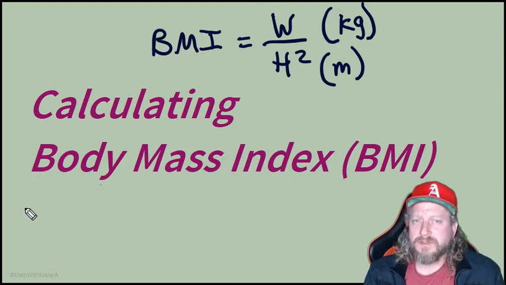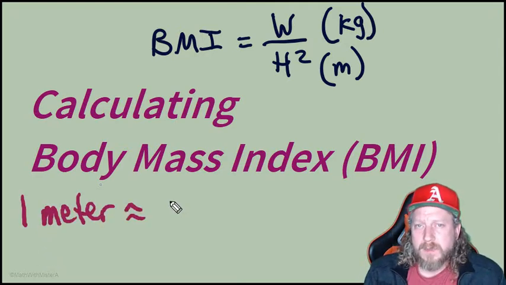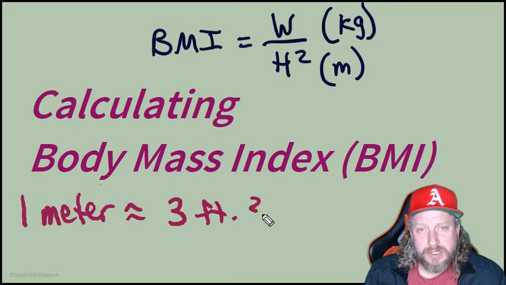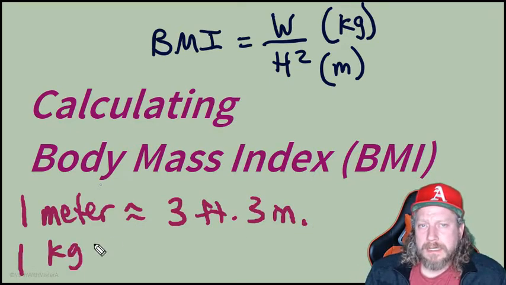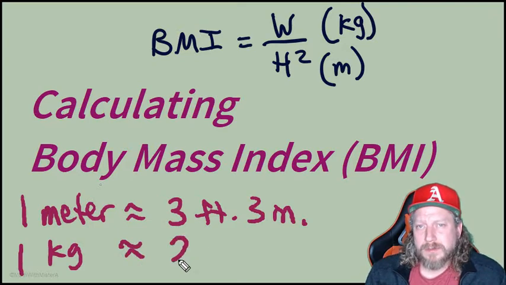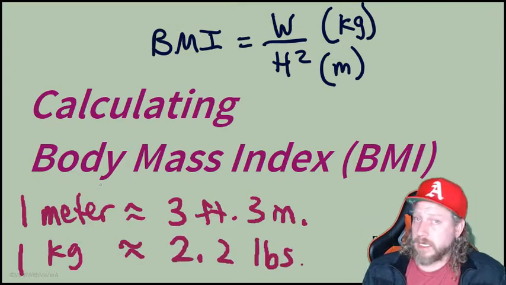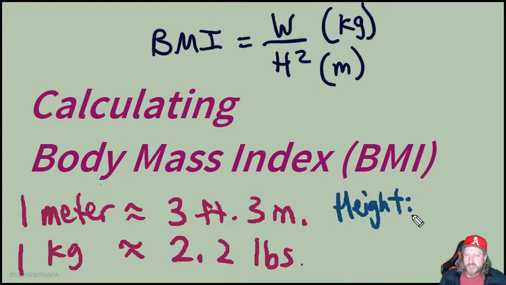Some approximate conversions are that 1 meter is about 3 feet and 3 inches, a little bit more than 1 yard, which is just 3 feet. 1 kilogram is about 2.2 pounds. So if we think about some common measurements like the height of a human adult, we should expect to see a result that's between maybe 1.5 and 2 meters for most people.